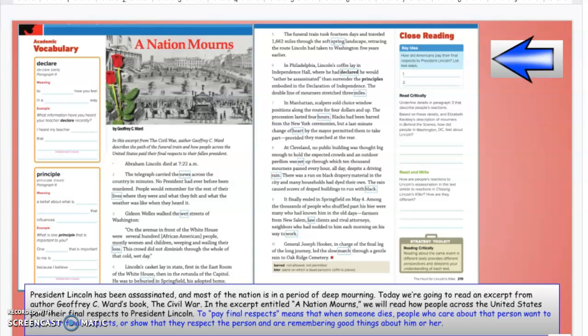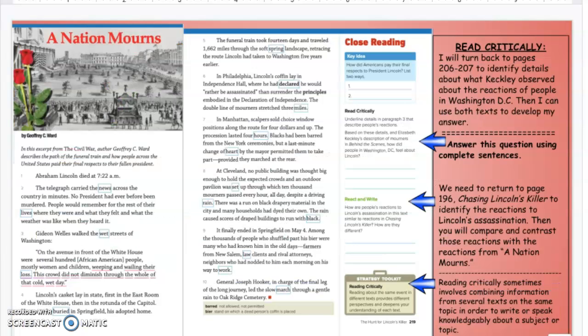All right, so if you notice on this next page, when you do the read critically, you were to underline details in paragraph 3 that describe people's reactions. If you cannot find those, I do have a picture, and go ahead and do that in your own book, please.